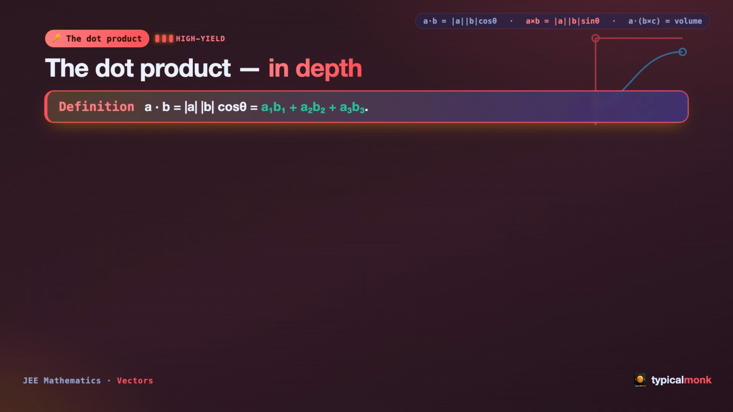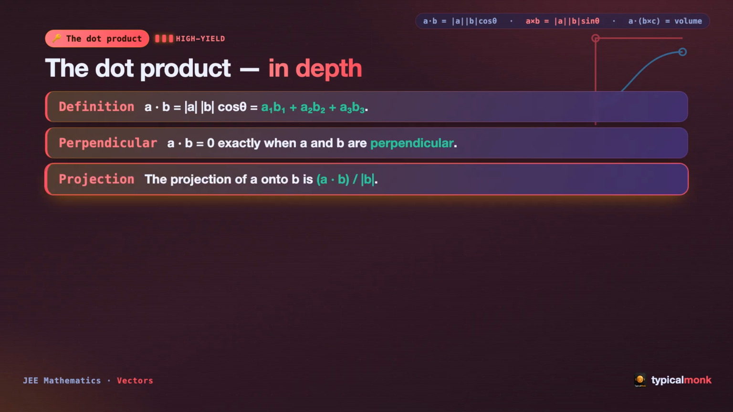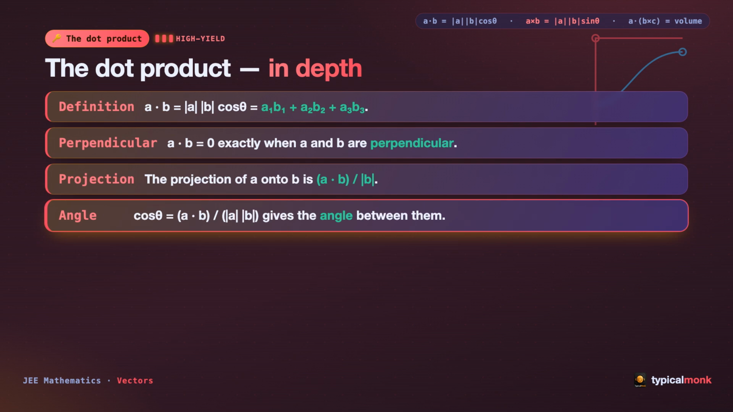Now the dot product in more depth. Definition: a dot b equals the magnitude of a times the magnitude of b times cosine theta, which also equals a1 b1 plus a2 b2 plus a3 b3. Perpendicular: a dot b is 0 exactly when a and b are perpendicular. Projection: the projection of a onto b is a dot b divided by the magnitude of b. Angle: cosine theta equals a dot b divided by the product of their magnitudes, and that gives the angle between them.